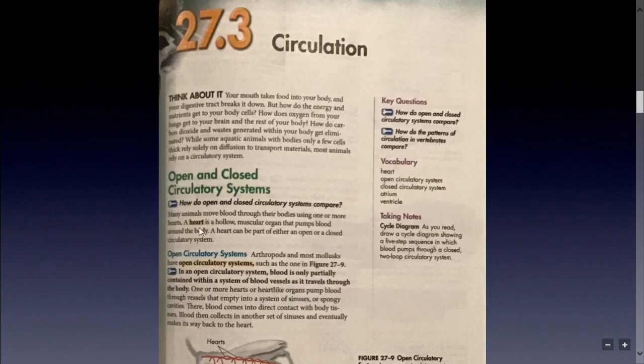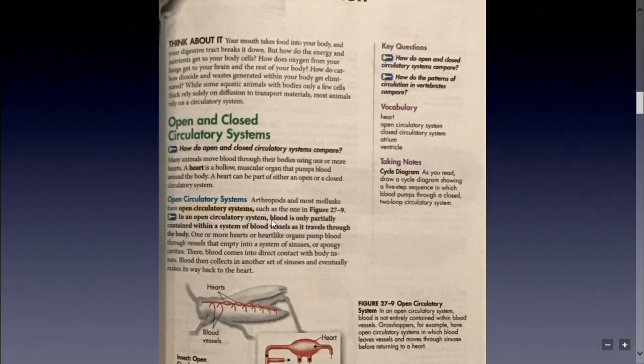Well, first of all, it's important to note that all circulatory systems are going to have a heart. They have to have some kind of heart-like structure that's going to be a hollow, muscular organ that's going to pump the blood around the body. All right, that can either, again, now be part of an open or closed circulatory system, but you got to have a heart, which is a muscle, a strong muscle that is able to pump blood.